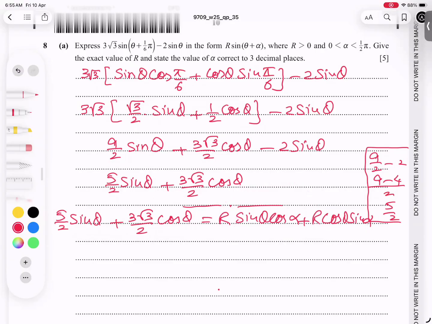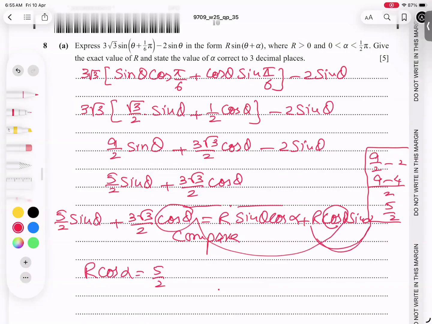Now I'm comparing both sides. The sine theta coefficient is this, and the sine theta coefficient is this and this. So I'm getting here R cos alpha equal to 5 by 2. Same for cos theta: the coefficient is R sine alpha, equal to that. So R sine alpha is equal to 3 root 3 over 2. Equation 1 and equation 2.